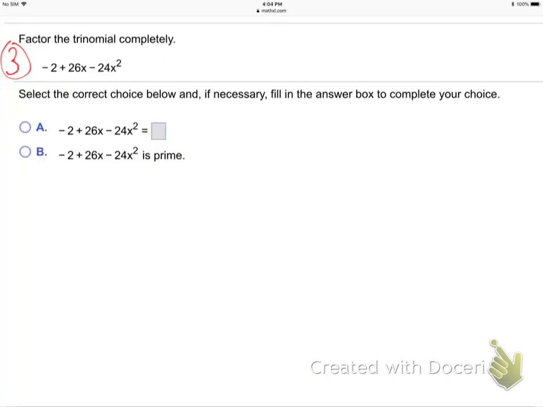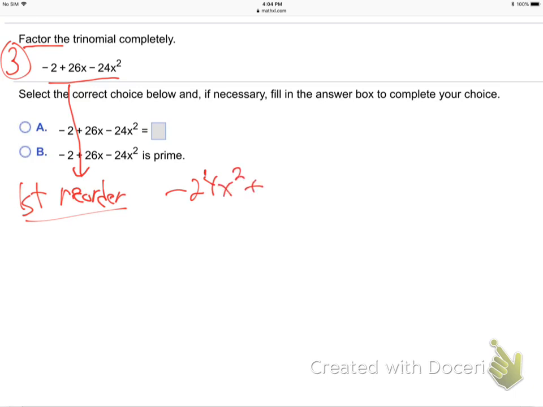Here's number 3, factoring again. So the first thing to do is to reorder. So minus 24x squared plus 26x minus 2, right? When you move things around, you've got to take the sign that's in front of them with them. I always call that your baby. You take your baby with you wherever you go. So I reordered them from highest power to lowest.